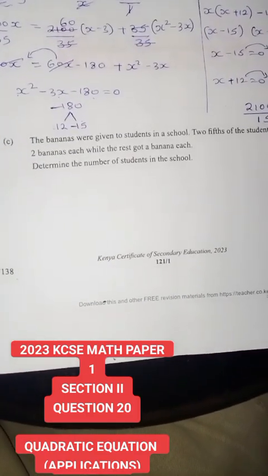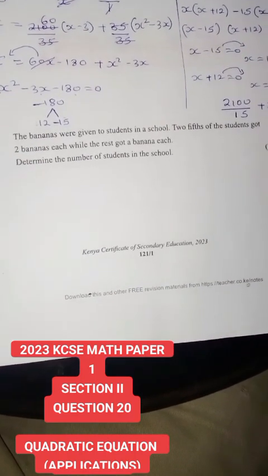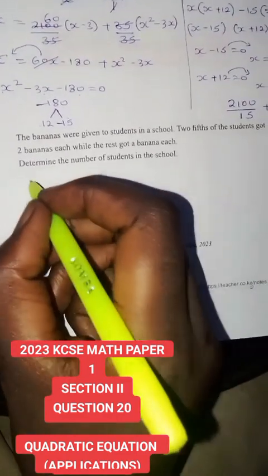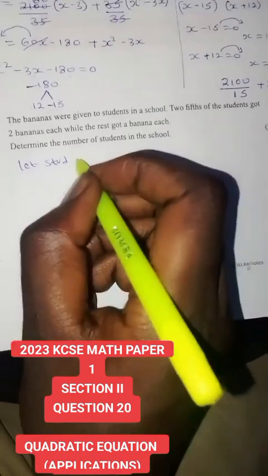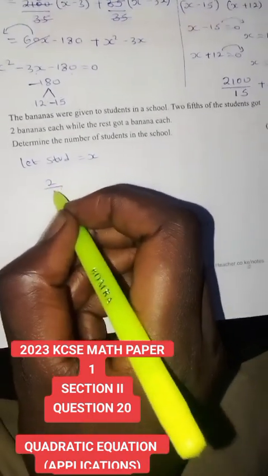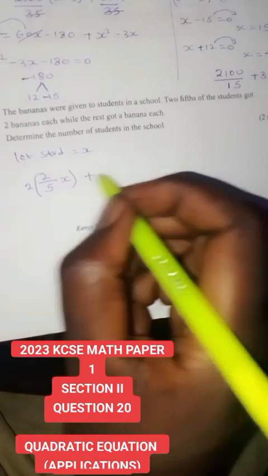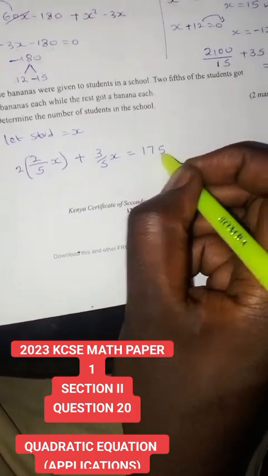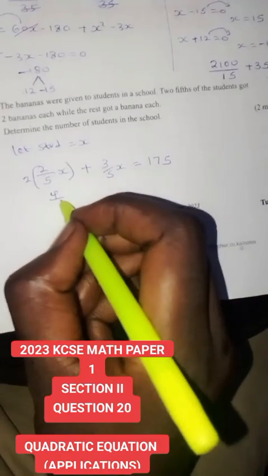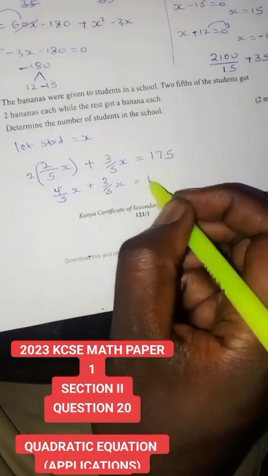Now to the last part. The bananas were given to students in a school. 2/5 of the students got 2 bananas each, while the rest got a banana each. So this is very simple. Taking the number of students to be x, 2/5 of x got 2 bananas, and the rest left in the equation is 3/5. This should give me 175 bananas. Here I have 4/5 x plus 3/5 x is equal to 175.